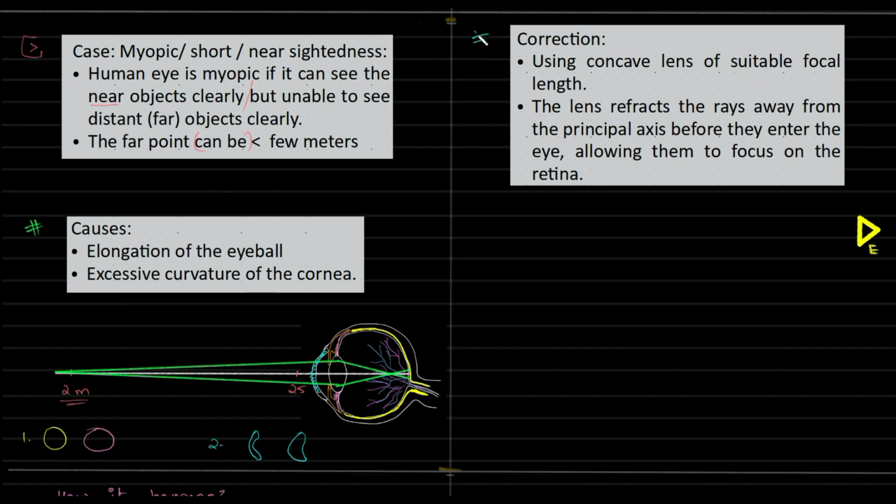So how do you correct it? With the help of a concave lens with suitable focal length. How does the lens help? It refracts the rays away from the principal axis before they enter the eye, allowing them to focus on the retina. All this I'll explain in the second point. First, we'll see the experiment wherein I'll simulate a scenario wherein the lens is not able to focus onto the retina, and with the help of a concave lens, it will correct it. So let's have a look at that experimental video.